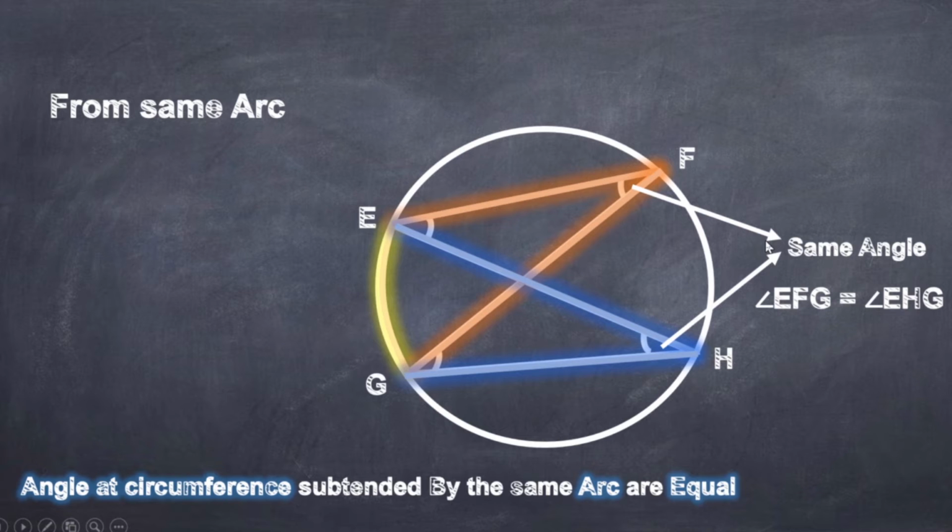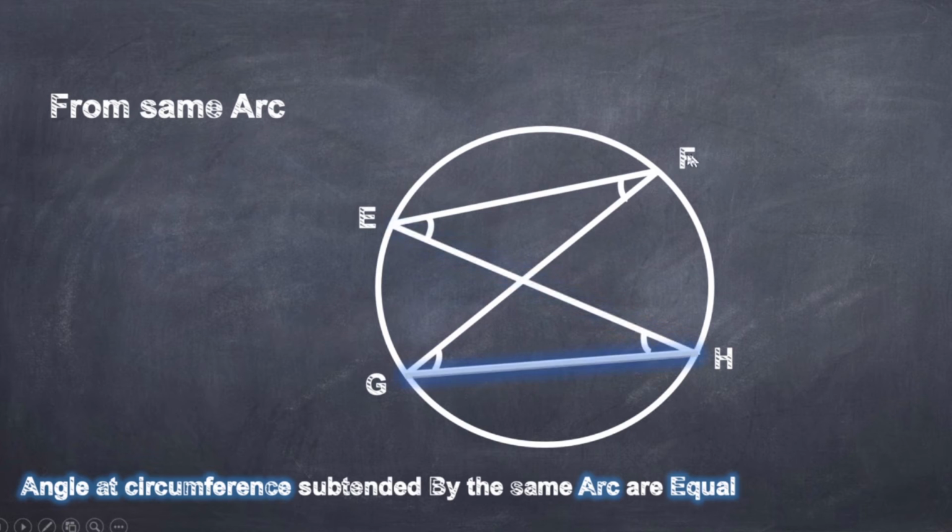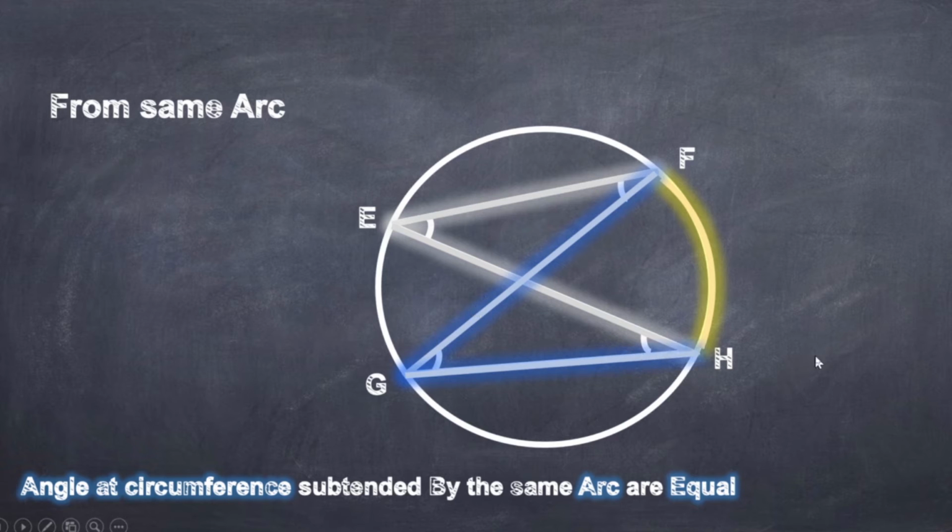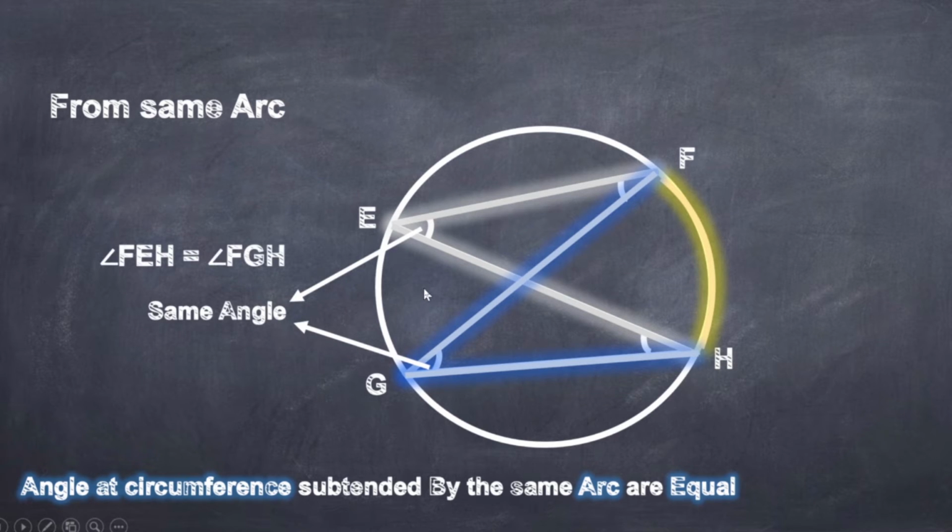Alright, next, how about angle FEH? Since angle FEH are also same arc to the angle FGH, therefore these two angles are the same. Alright, next we move.